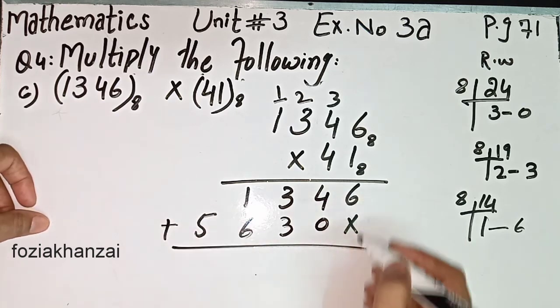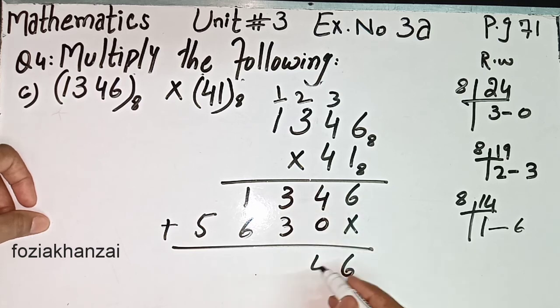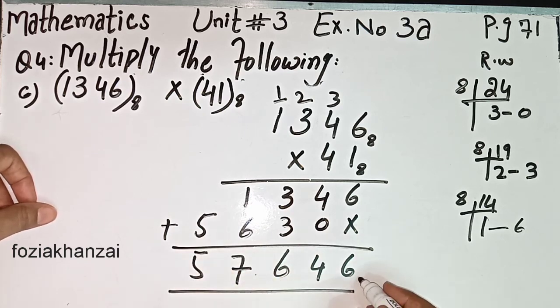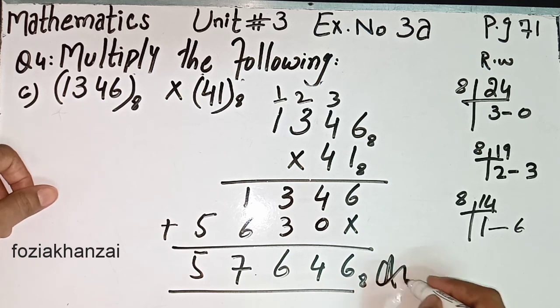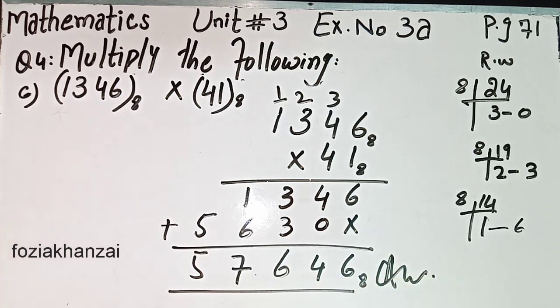Now add them. 6, 4, 3 plus 3, 6, 6 plus 1, 7, 5. Okay, base 8. Okay, 5 7 6 4 6 base 8. Answer of third part C1. Okay, done. Question number 4.